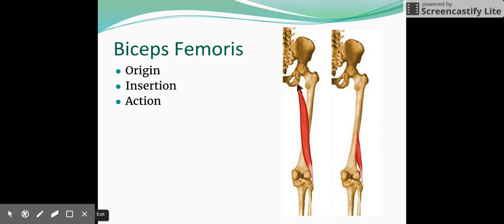The origin is here at the pubis, and you could say it's also here on the femur. Its insertion point is down here at the fibula. And its action is to flex the knee. It's a flexor. Like I said, all of the muscles on the posterior side of the upper leg are flexors, whereas all of the muscles on the anterior side of the upper leg are extensors.